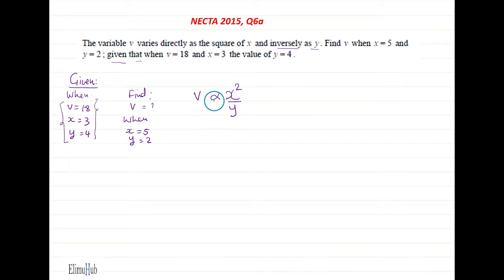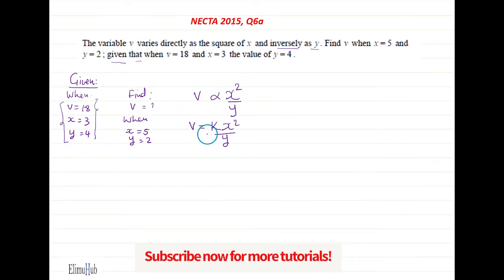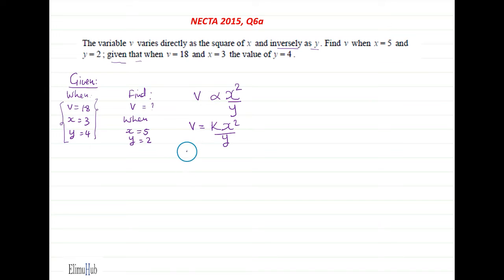If you remember, we can't work with the symbol of proportionality. We need to remove that and introduce the constant of proportionality. So v equals k x squared over y. Well, we don't have the constant of proportionality, so that's why we need the first lot of data to help us find it. So let us make k the subject. k is going to be equal to vy over x squared.